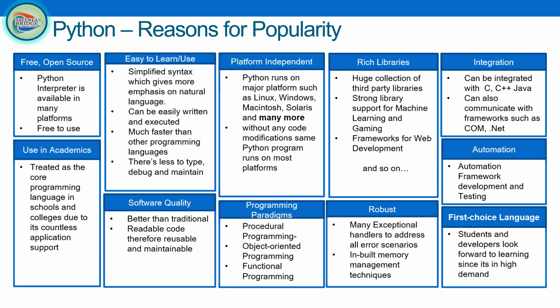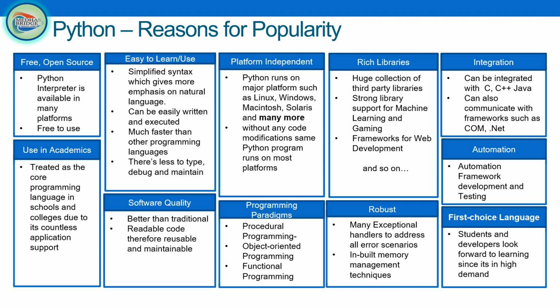Why is Python so popular? There are many reasons. Let us see a few of them. The Python interpreter is available on many platforms and is free to use. It has simplified syntax which gives more emphasis to natural language. It can be easily written and executed and is much faster than other programming languages. There is less to type, debug, and maintain. Python runs on major platforms such as Linux, Windows, Macintosh, Solaris, and many more. Without any code modification, the same Python program runs on most platforms.